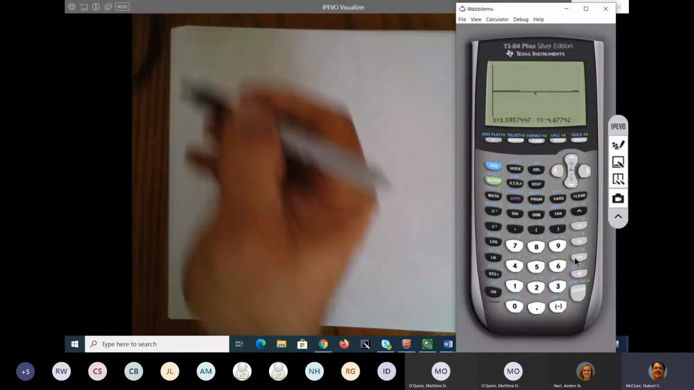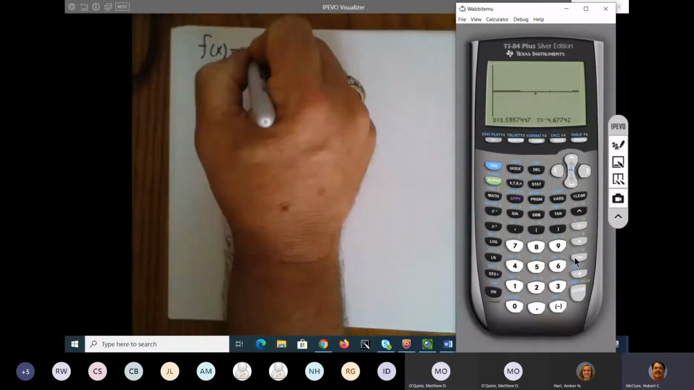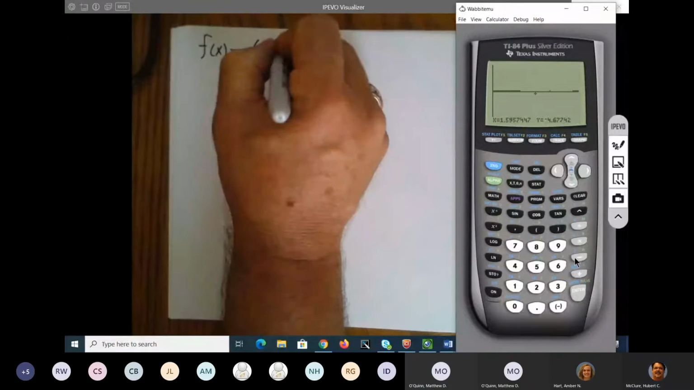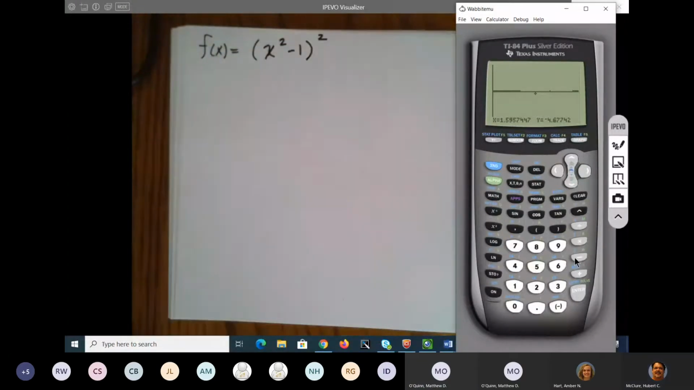F of x is equal to x squared minus 1 squared. Now, of course, you can do it 2 different ways. Let's hear the ways you can do it. Product rule. Well, not product rule. Chain rule or algebra. I don't care which one you use. Not inflection.